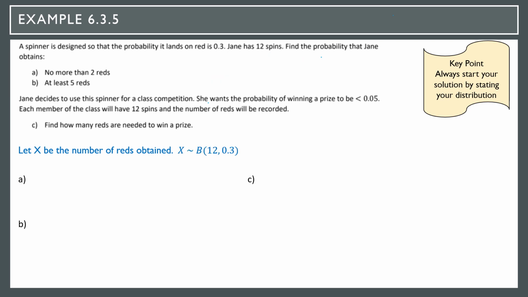So putting all that together then, we have X follows a binomial distribution of 12 and 0.3, where 12 is our number of trials and p is our probability of success, or landing on a red in this case. Again, just a tiny bit of notation, so this squiggly line here is tilde.